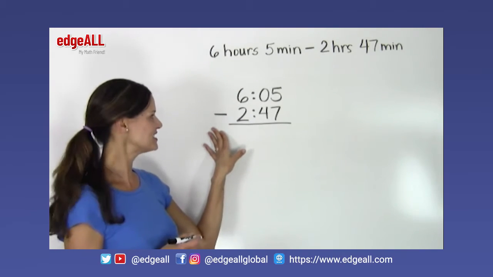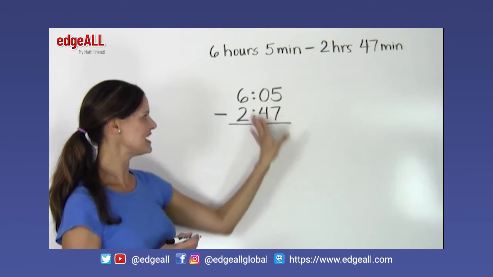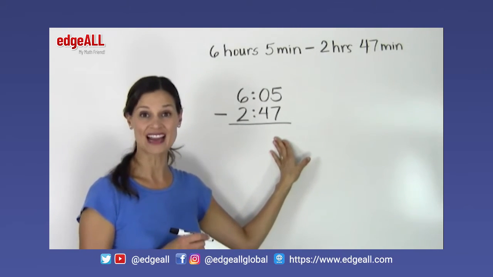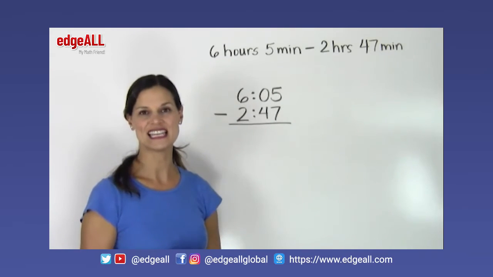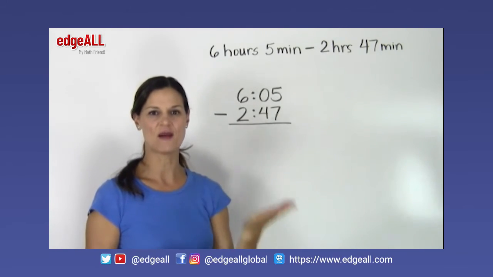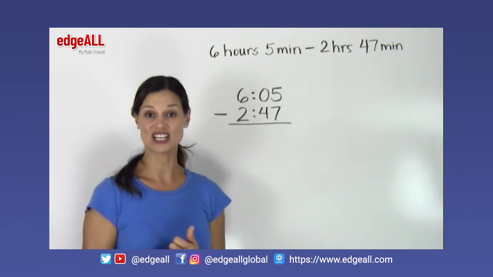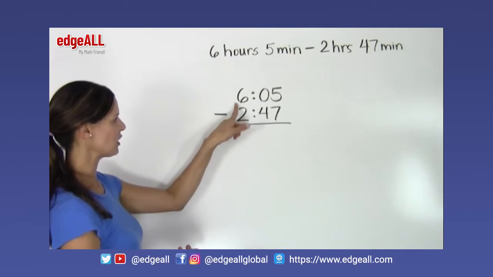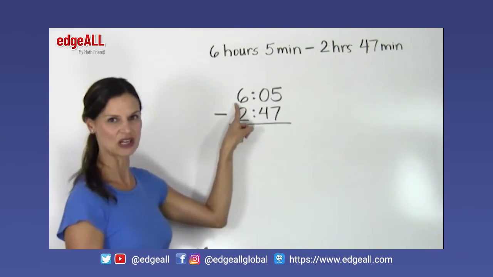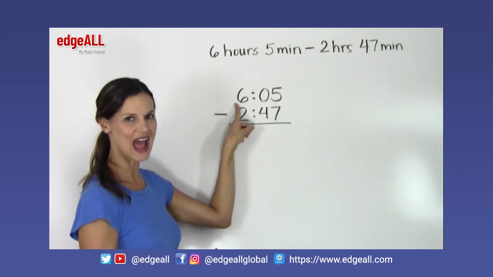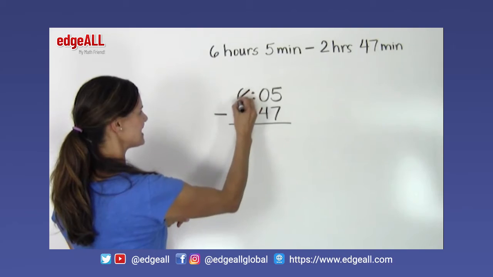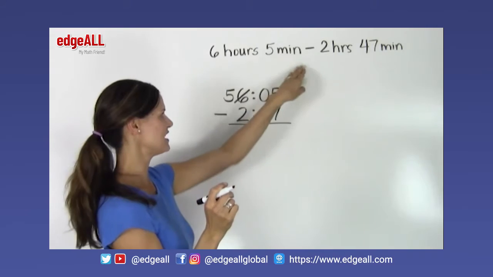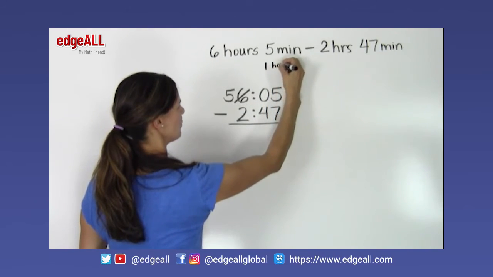And so I'm going to start by looking over here in the minutes section. And since 47 cannot be subtracted from 5, we are going to need to borrow 1 hour from the left, which we're going to convert to 60 minutes, and we're going to rewrite the problem. So just like we did before, we're going to come over here to the 6 hours, and we're going to borrow 1 hour from the 6. So I'm going to cross out the 6 and make it a 5, because I'm taking away one of the hours and moving it over here to this column, 1 hour.